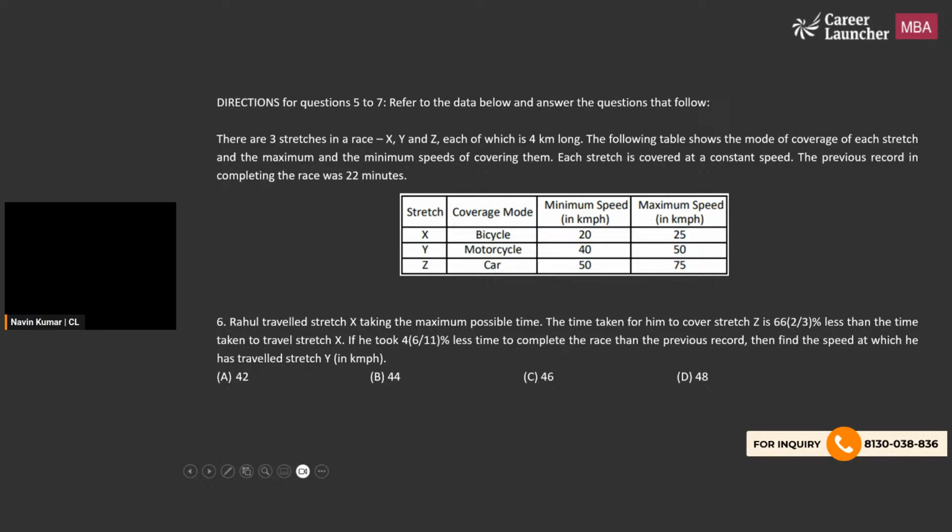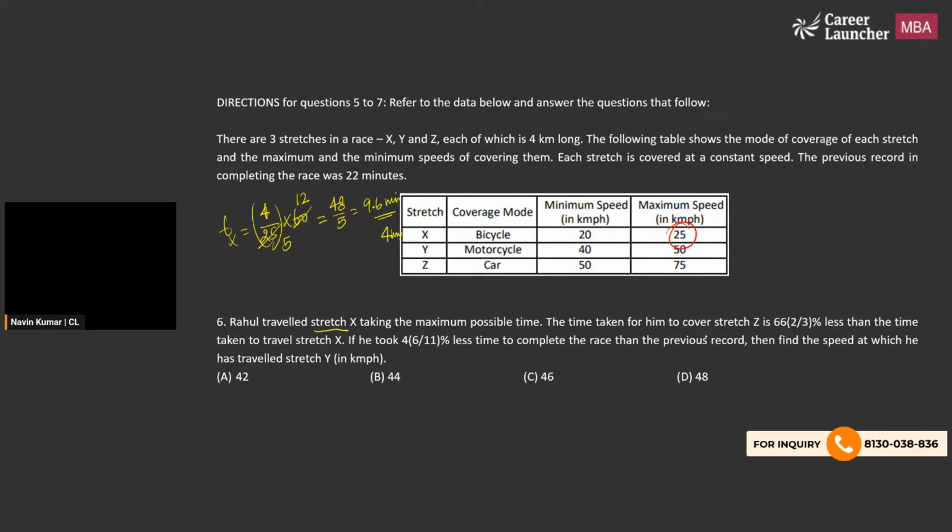Rahul travels stretch X taking the minimum possible time. So if Rahul has to cover stretch X, which is 4 kilometers, in minimum time, that would mean that he must have moved at the highest possible speed for him. So the time he takes to cover stretch X is going to be 4 out of 25 of an hour. If I want to convert this into minutes, I'll multiply this by 60. So this is 5 into 5 is 25, 5 into 12 is 60, 12 into 4 is 48 upon 5, which is going to be 9.6 minutes.